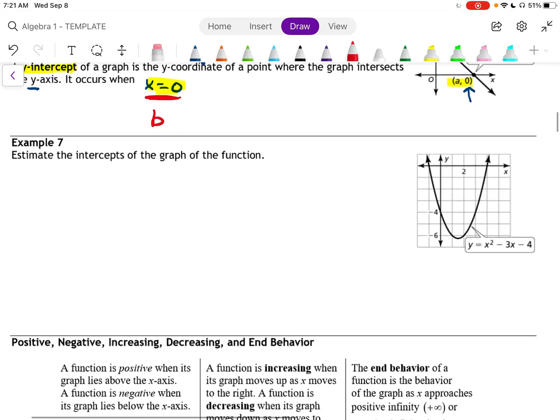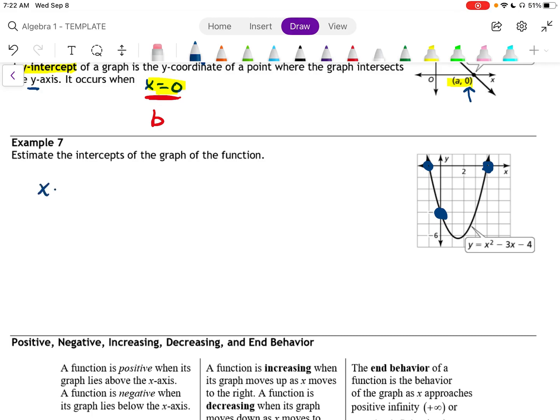So example 7, we want to estimate the intercepts. So I'm going to just put a dot on all the intercepts that I see. I see one there, I see one there, and I see one there. So we're going to have 2 x-intercepts and 1 y-intercept.